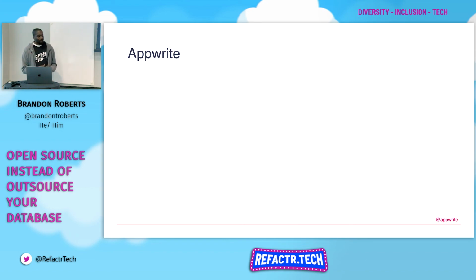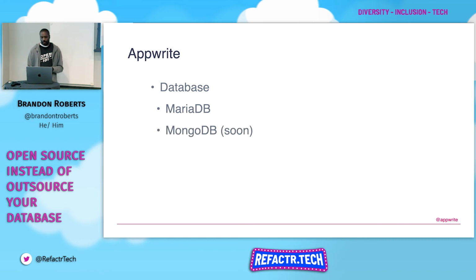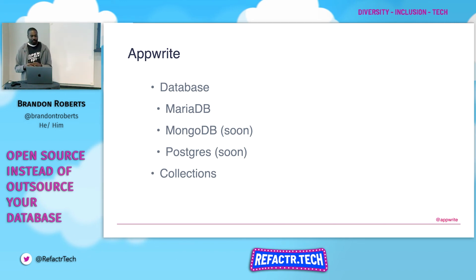So some of the things that AppWrite provides on the database side, and some of these options were things I talked about earlier, whether it be MariaDB, which I said is a fork of MySQL, with support for MongoDB and coming soon Postgres. And these are wrapped up in collections, which is the primary thing you can use, like database tables, but with an abstraction on top for interacting with different databases.